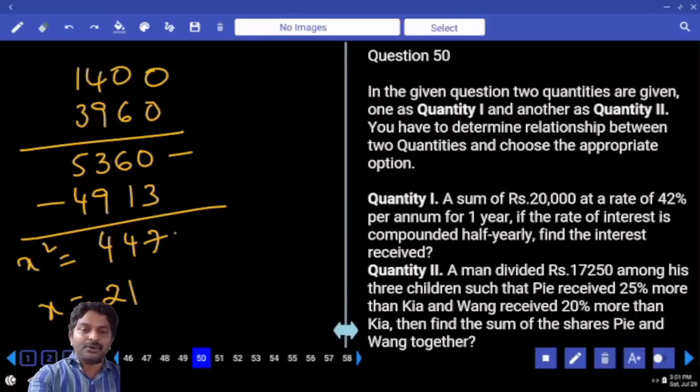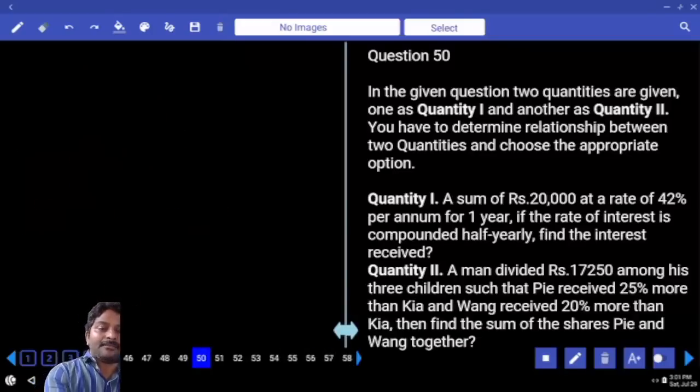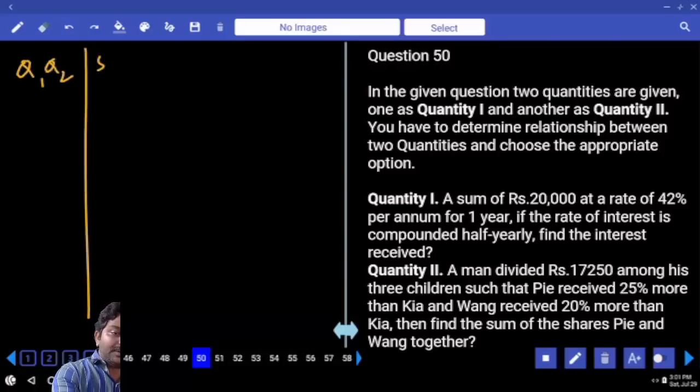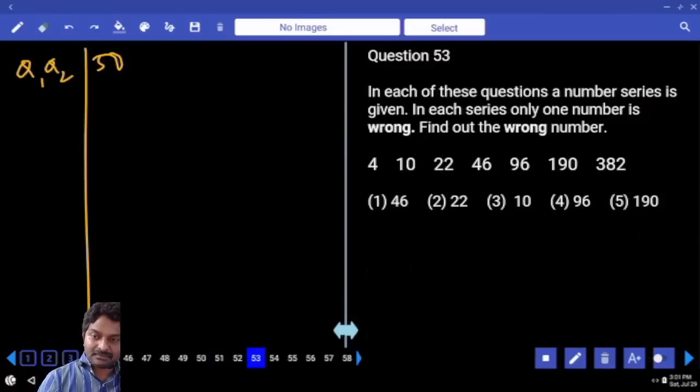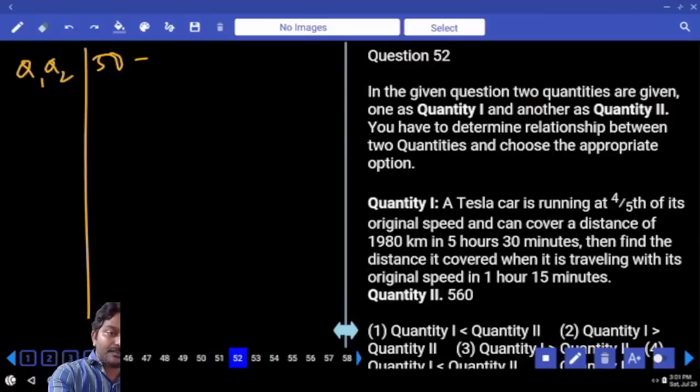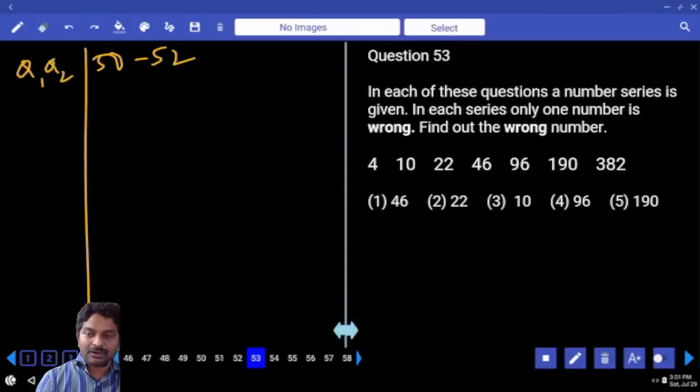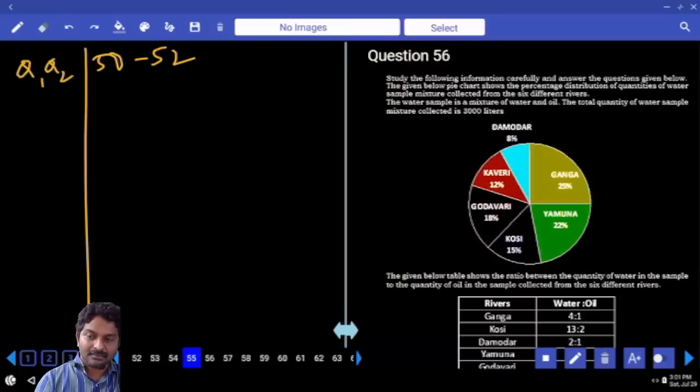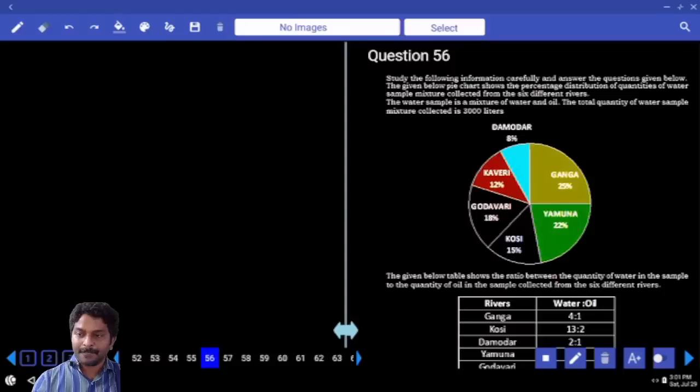Q1 Q2s, do you do in exam? So you need to make note on it. Q1 Q2s 50 onwards. Till where? 52. Hold it. Do you solve this? Wrong number series, right? Number series you can do. Right, 56 onwards. Do you do? Yes.